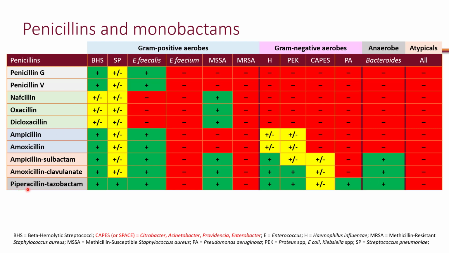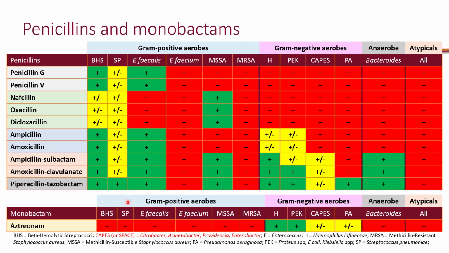Now, the last and the broadest penicillin is piperacillin-tazobactam, so excellent activity against beta hemolytic strep, against strep pneumo, as well as E. faecalis. But not against E. faecium. It does have activity against MSSA, but not MRSA, and pretty good gram-negative coverage overall. But more importantly, this is the only penicillin that has activity against Pseudomonas aeruginosa.